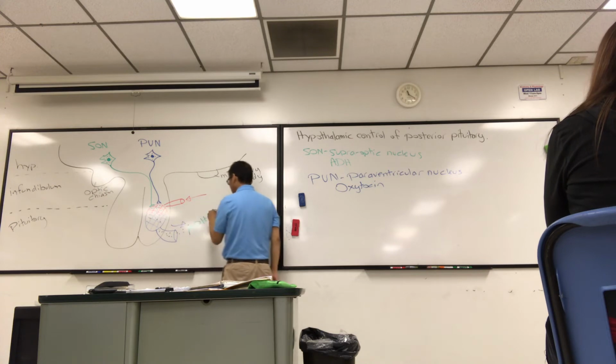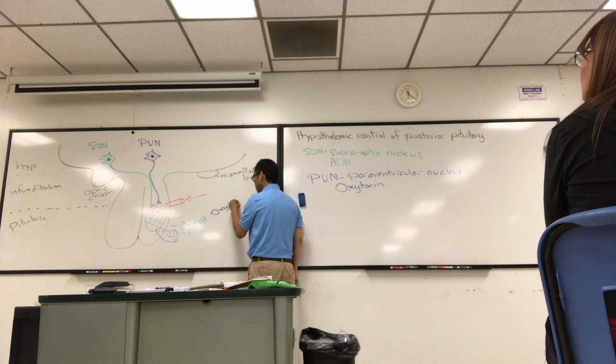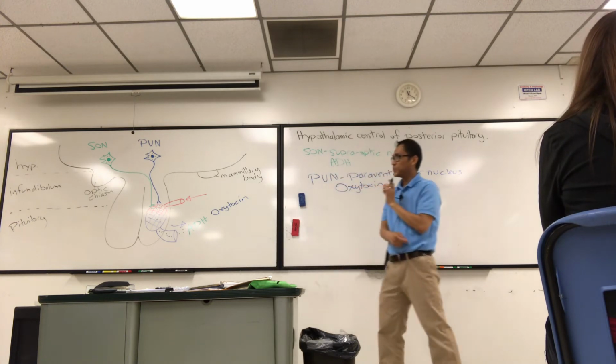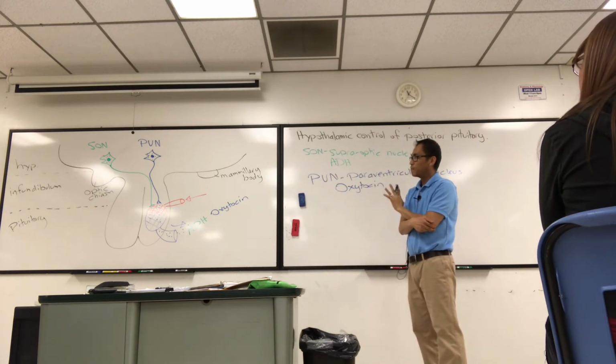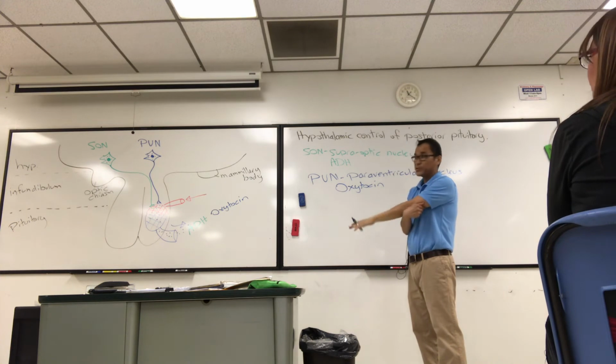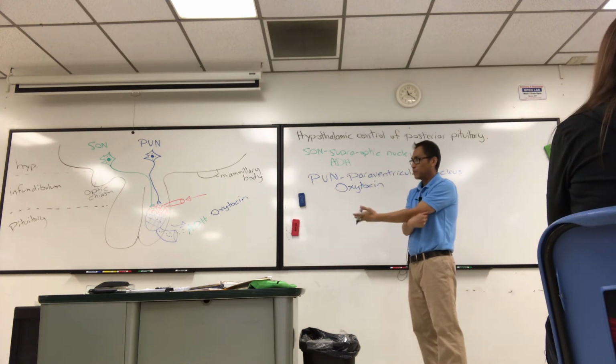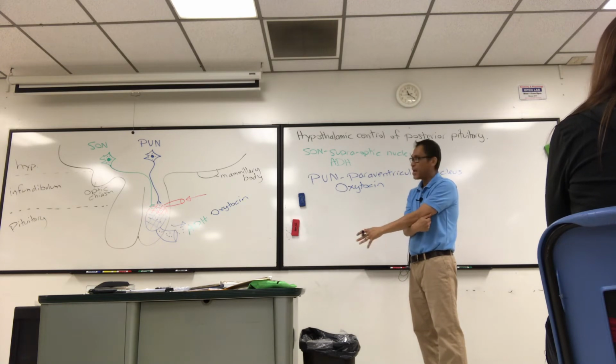So ADH and oxytocin are the secretions of the posterior lobe. It's a straight secretion from hypothalamus into the posterior lobe. The posterior lobe is just kind of like a launching point for those hormones. They're made by the cell bodies up in the hypothalamus.